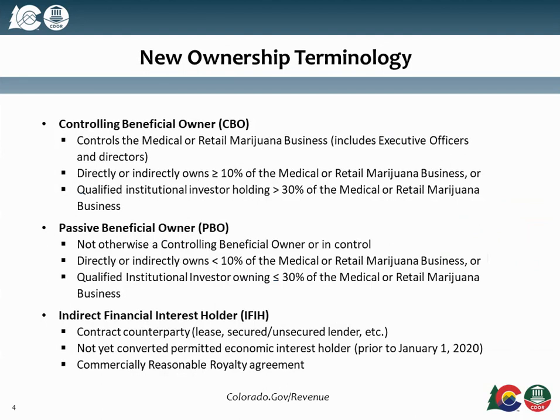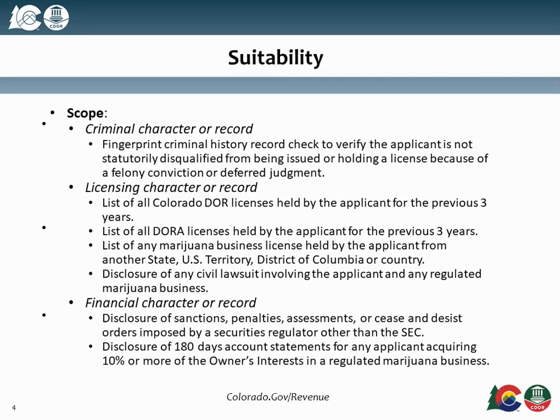Great. So getting into the specifics of the new ownership terminology adopted in House Bill 1090, the bill created two new categories of owners and one new category of contract counterparties and legacy interests that existed under prior statutes. Owners are now defined as either a controlling beneficial owner or a passive beneficial owner.